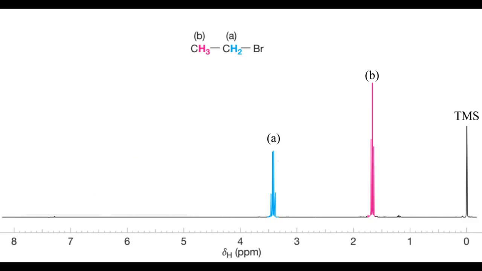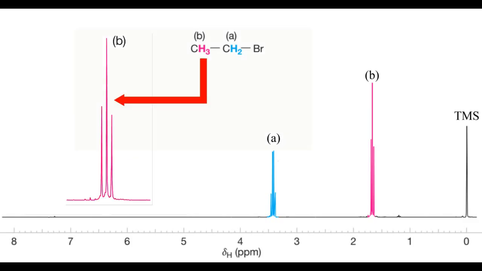The CH3 group at 1.2 ppm is split into a triplet because it's adjacent to the CH2 group, which has two hydrogens. Following the N+1 rule, where N equals 2, we get 2 plus 1 equals 3 peaks, or a triplet.